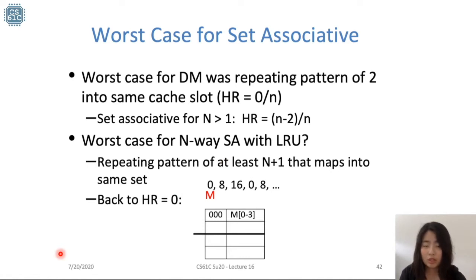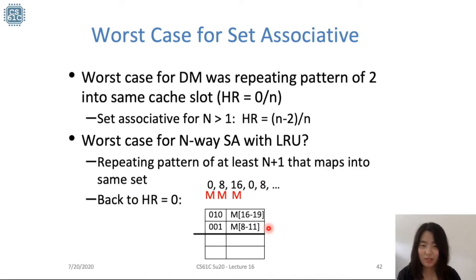Okay, so first address is 0. We place the data block into the first slot in the first set. The second one is 8. Same index, different tag, so we place the data block into the second slot in the same set. Okay, then we have 16. Same index, different tag, so we will need to evict one block. Because the first one is least recently used, we're going to evict that one and then put the new data in. And that comes to worst case.